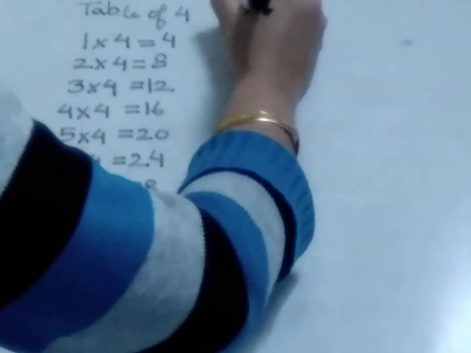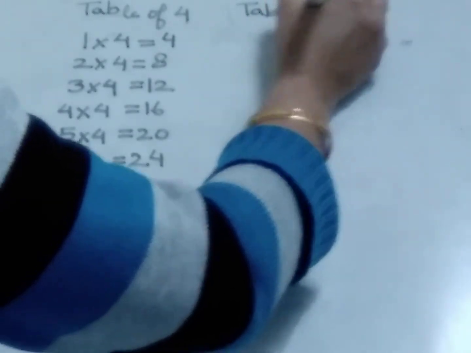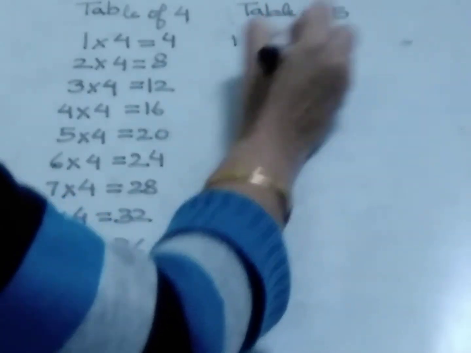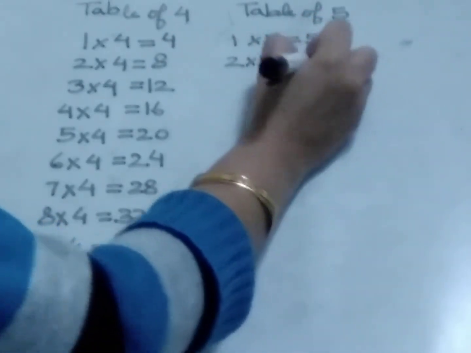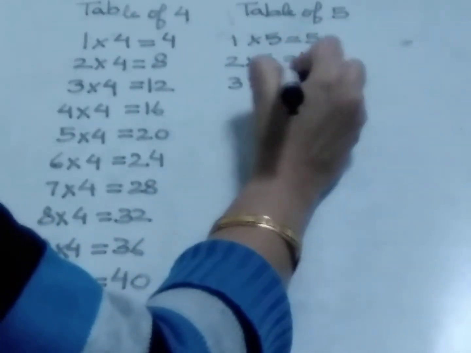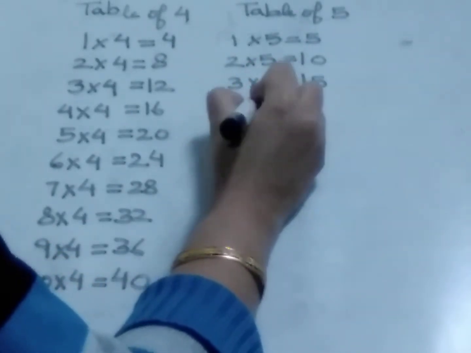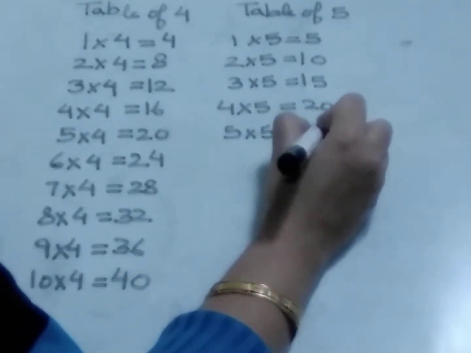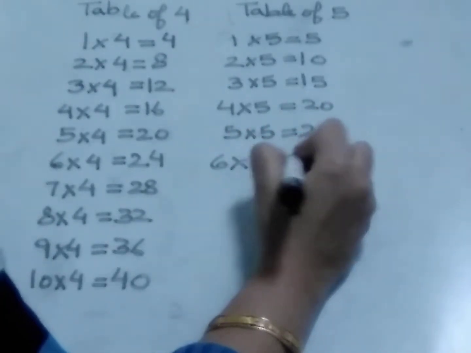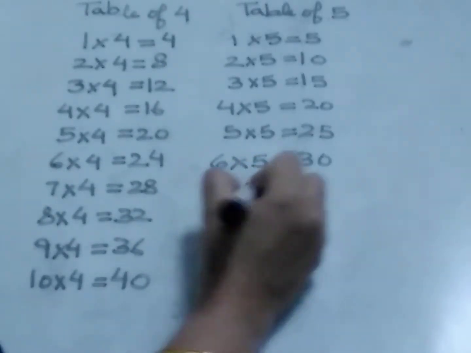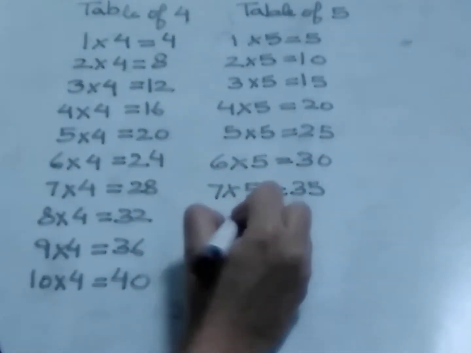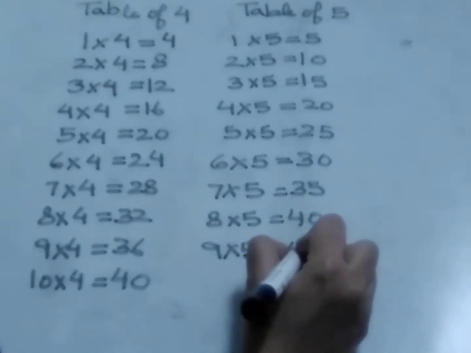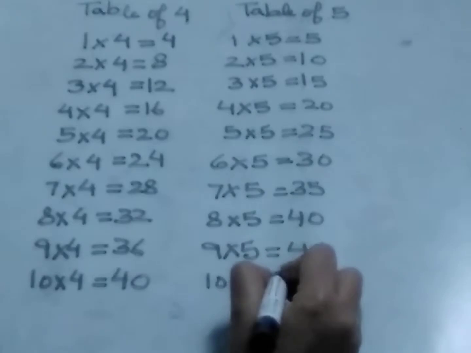Now table of 5. 1 5s are 5, 2 5s are 10, 3 5s are 15, 4 5s are 20, 5 5s are 25, 6 5s are 30, 7 5s are 35, 8 5s are 40, 9 5s are 45, 10 5s are 50.